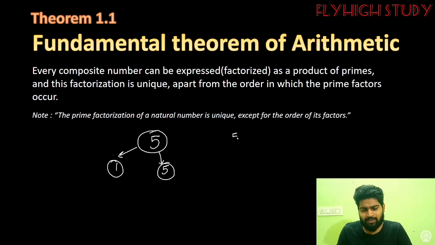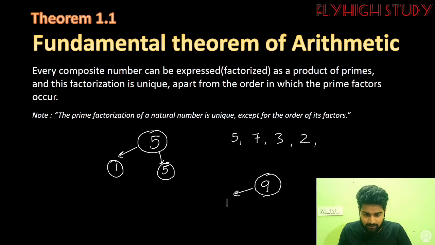Example, take 5. 5 is divisible by 1 and 5 only. If you take 7, 7 is divisible by only 1 and itself. And 3 is divisible by only 1 and itself. Then 9. What do you think? No, correct, 9 is not a prime number. Why? Is 9 divisible by 1? Yes. 9 is also divisible by 3, since 3 threes are 9. Is 9 divisible by 9? Yes. So 9 cannot be a prime number.